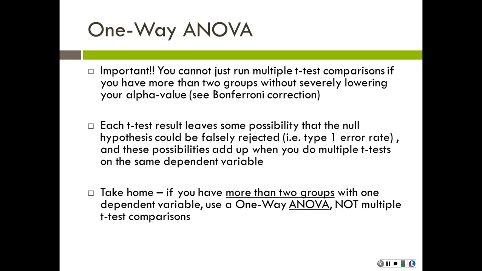But yeah, the take-home point is, if you have more than 2 groups, you have to do an ANOVA. If you have 2 groups, I don't know why you would do ANOVA when you can just do an independent samples t-test, right? So if you have 2 groups, do that. If you don't, well, ANOVA.